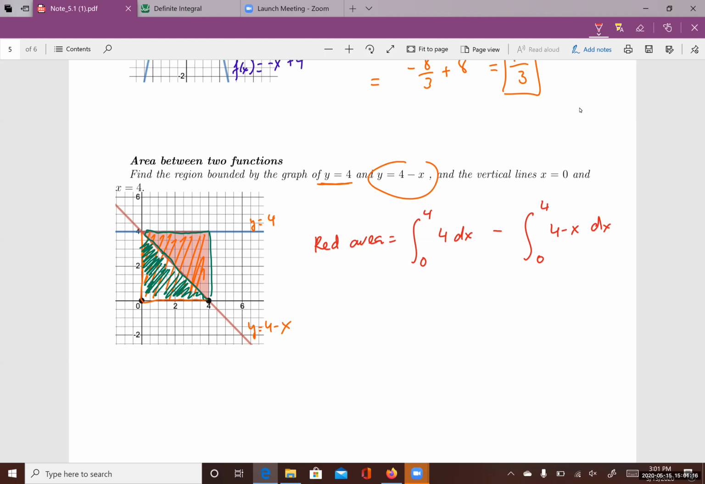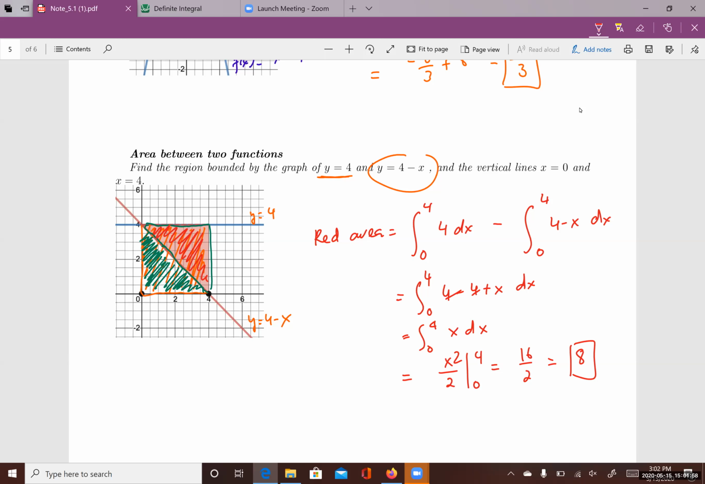And then we can combine these two together because we're looking at the same closed interval, so 4 minus 4 plus x dx. So you have the integral of x dx, and then you can find the antiderivative of x, which is x squared over 2, from 0 to 4, and then you just plug 4 into x to get 16 over 2, which is 8, right? Using definite integrals, you can find the red area right here.